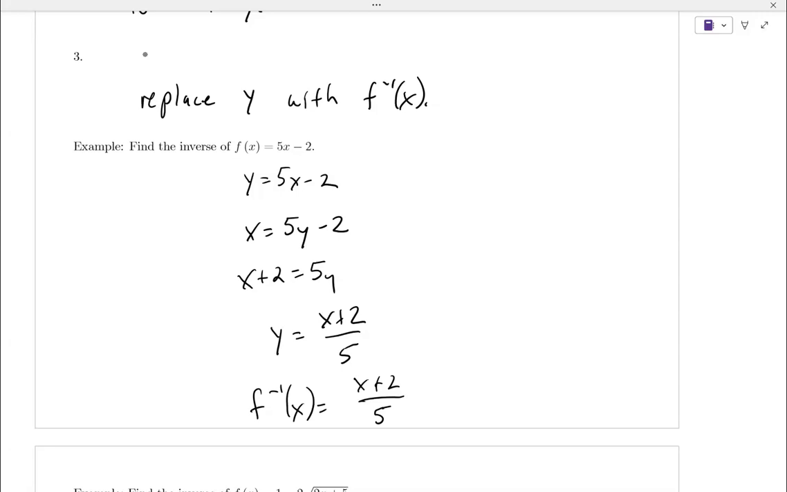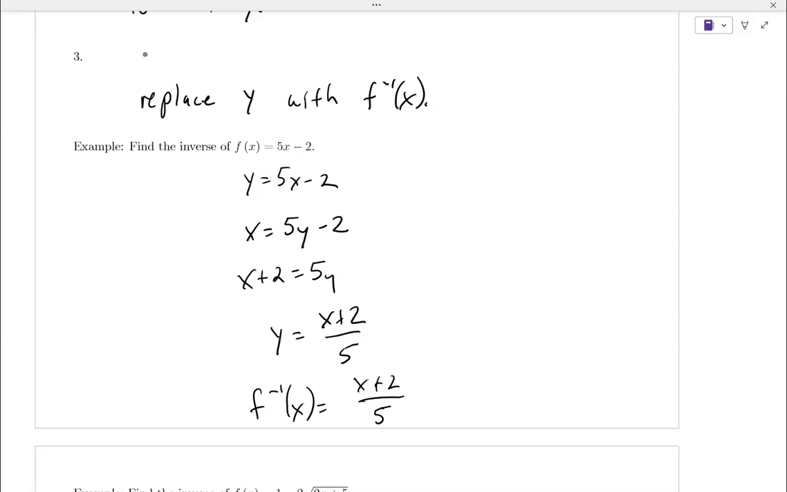So it's the same idea here. So notice that we subtracted 2 last. That's the first thing that we undid. And then we multiplied by 5. So that was the next thing we undid.